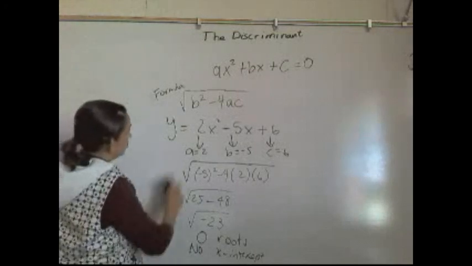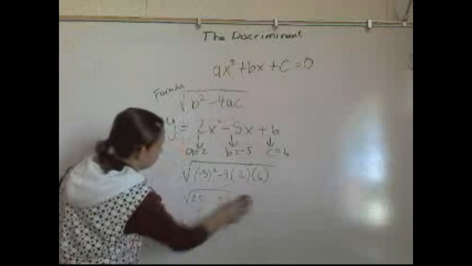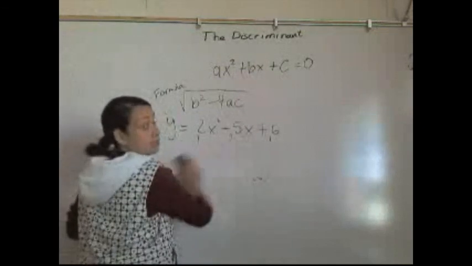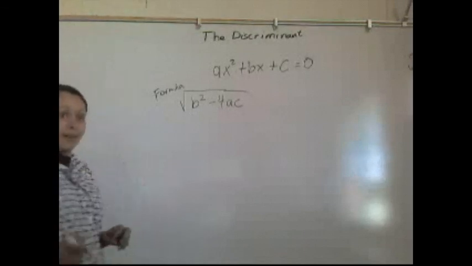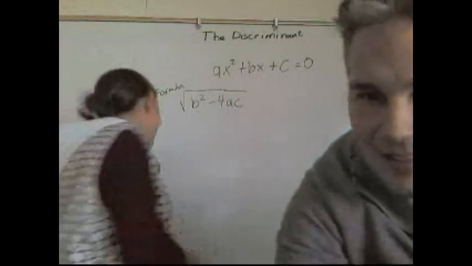Okay, so we covered one root, two roots, and this is the third case. The main thing is, remember the discriminant, it's always going to be the square root of b squared minus 4ac.